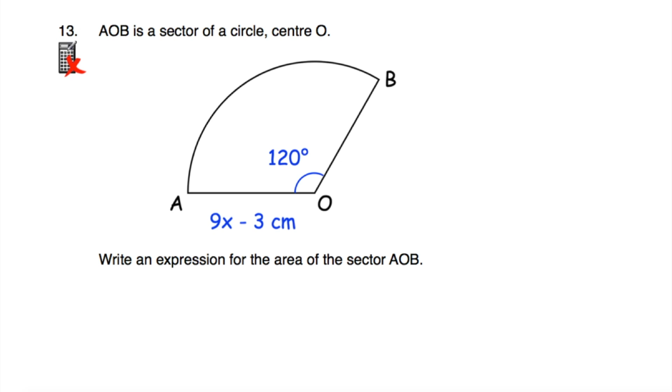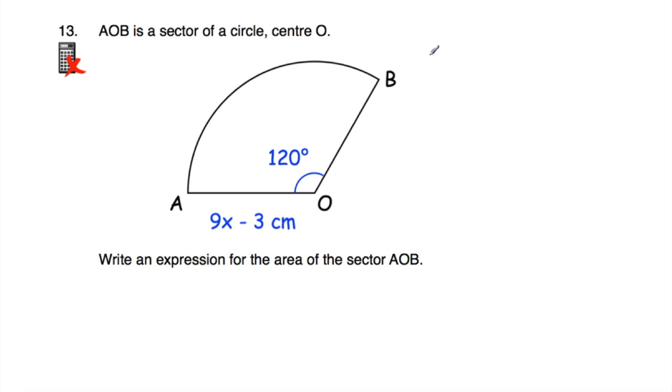Okay, so let's have a look at our next question, question number 13. Question number 13 is a non-calculator question, so I'll put down my calculator, and we're dealing with algebra here. It says that AOB is a sector of a circle, centre O, and we've been asked to write an expression for the area of the sector AOB.